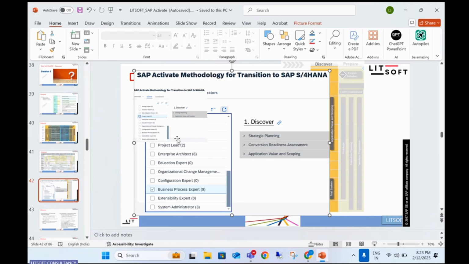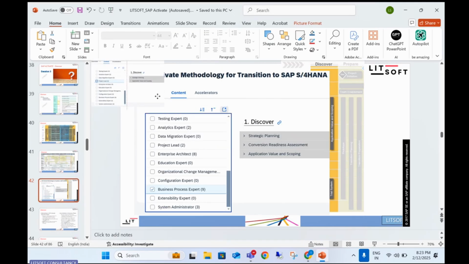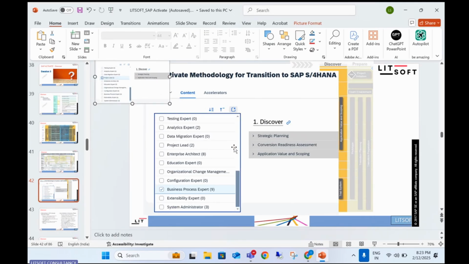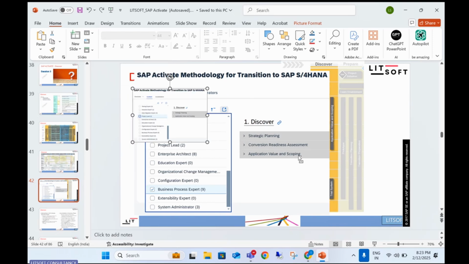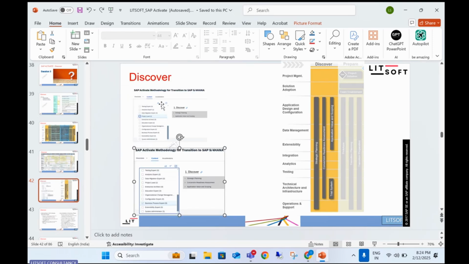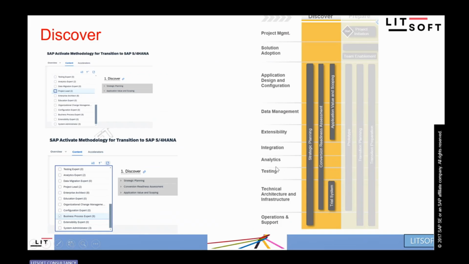Now, what you are observing here are the roles, which I will show you on the website. Then business process expert, that is you as a consultant. At discover level, what is your role? It is role based, that is your role-specific strategic planning, conversion readiness assessment. You are going to prepare the system as readiness, application value, and scoping. Let me keep this aside now, let me complete this, then I will go ahead with that. Okay, fine.